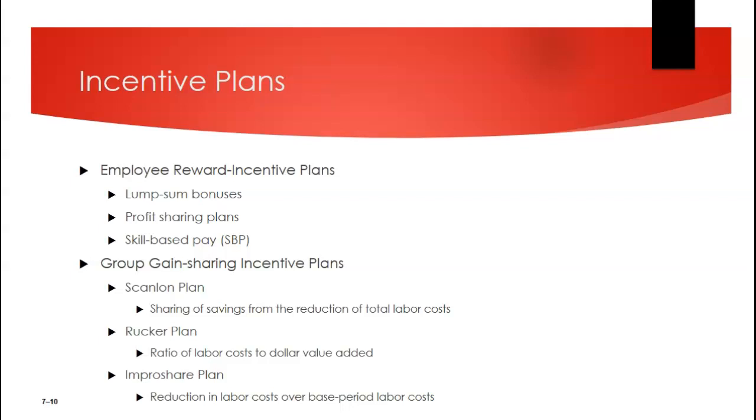And the Improshare plan means that, for example, if we are reducing the amount of labor that we need overall for a base type of labor, let's say, for example, it normally takes 10 people to make a car, and we get it down to 8, so we save 2 positions. It means that part of the money that comes from those 2 positions gets distributed to the other folks who are making better use of their time, for example.